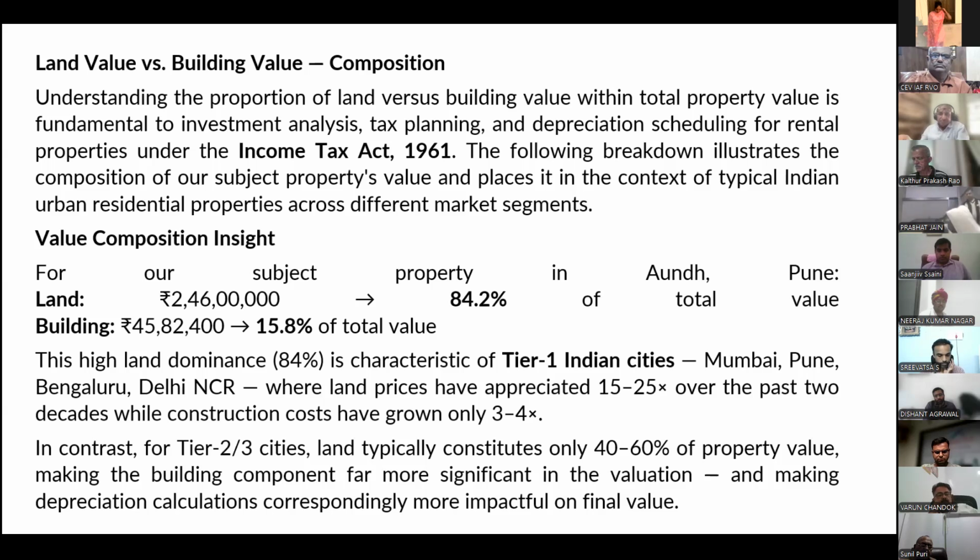So when you are doing sensitivity analysis, the first thing you have to look at is in which area you are doing valuation. If you are doing it in a tier 1 city, the land value ranges from 80 to 85%, more than 80%. But in tier 2 cities, it generally varies from 40 to 60%. And in the villages, again, it will come down to less than 40 to 60%.